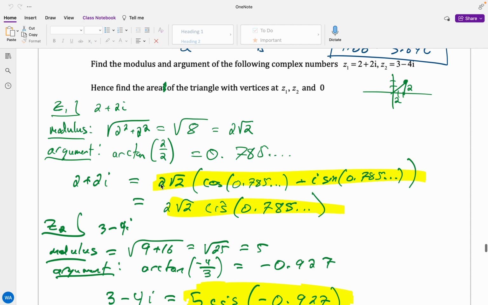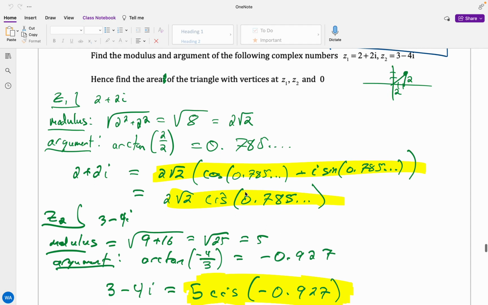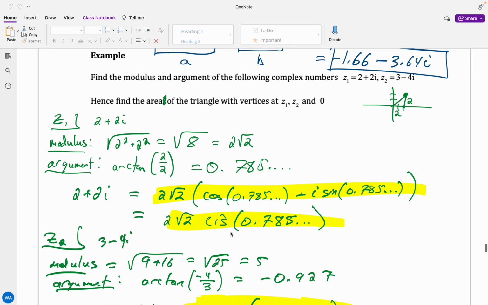And so the form written out in the long form is this one. That's the long polar form where you have r, the modulus, cosine of the angle, plus i sine of the angle. And then in the shortened version, that's r cis, and that's the angle. So that's the first point. This complex number goes with this z1 over here.